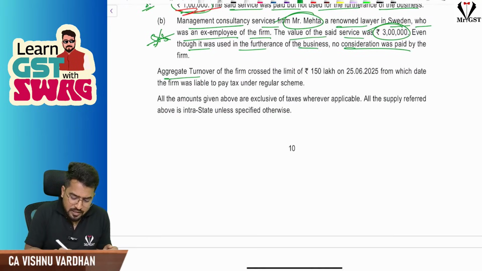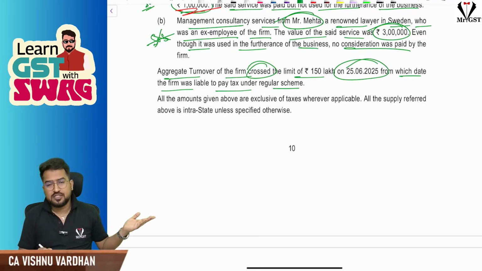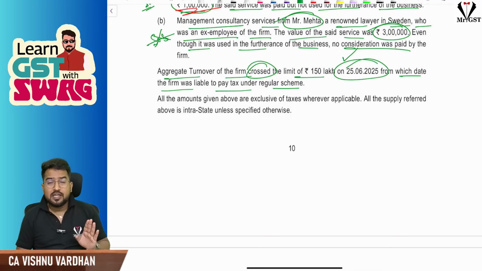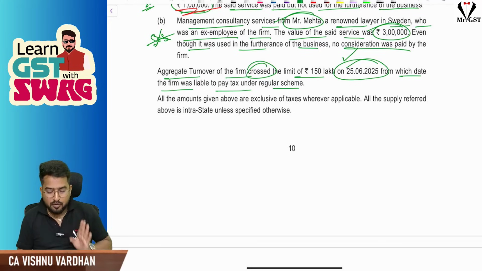Next, aggregate turnover of the firm crossed 150 lakh on 25th June, from which date is the firm liable to pay tax under regular scheme? So now you are coming out of composition scheme to regular scheme on 25th June. If you remember, sir, if you are coming out of composition scheme to regular scheme, you can take ITC of inputs lying in stock, finished goods, or work in progress, and also capital goods, on the day immediately preceding the day of coming out of composition scheme.